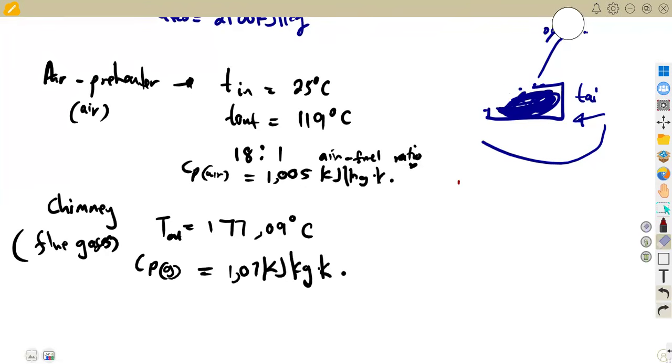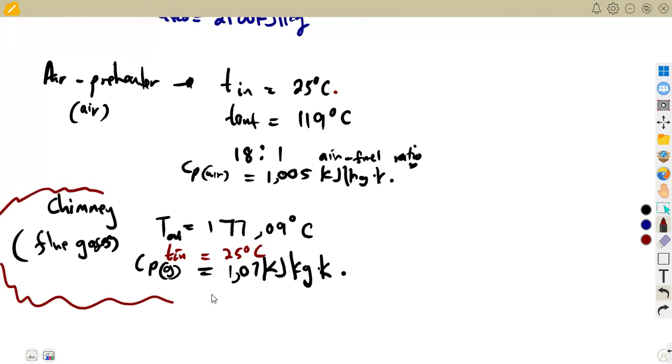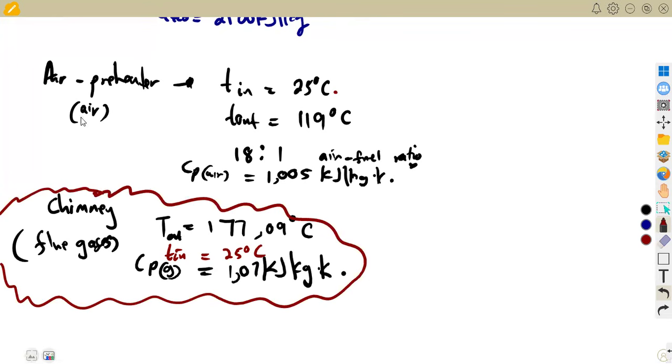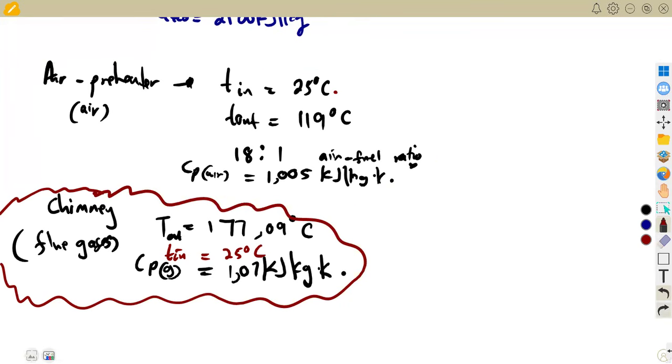So the question is that, the idea I'm simply saying is that our T in this case is the same T that we had here, which is 25 degrees Celsius. So do not confuse. This is the part of what? Of the chimney, this one. And this is the part of what? Of the air preheater. All right.